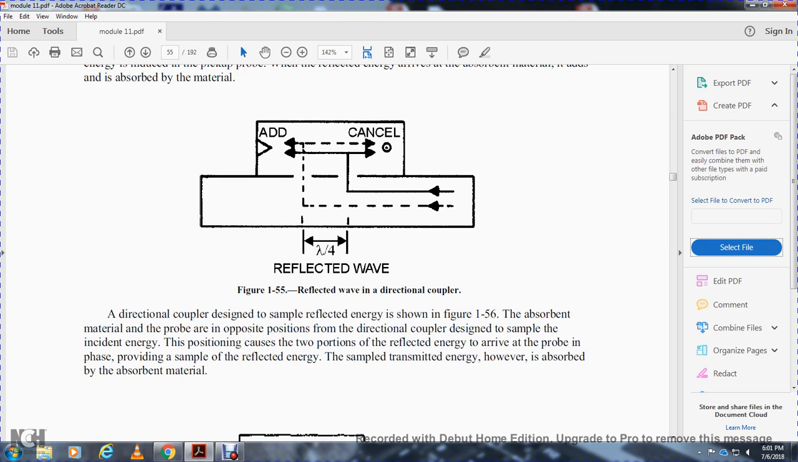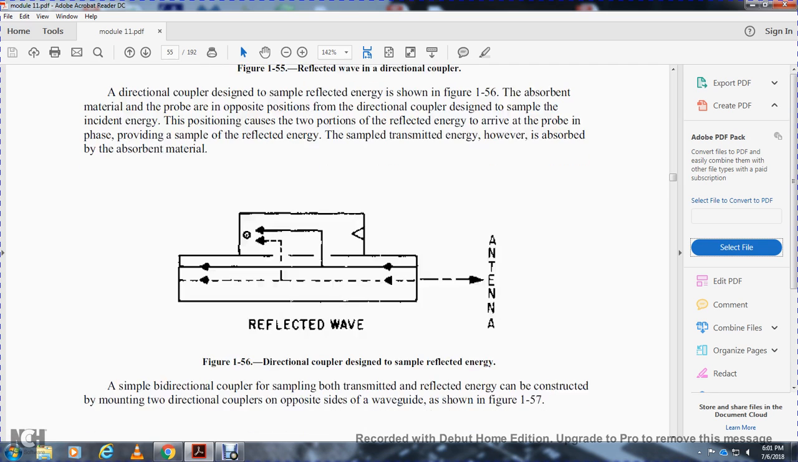They are opposite in position to the directional coupler designed to sample the incident energy. The two portions of the reflected energy arrive at the probe in phase, providing a sample. The reflected energy samples the transmitted energy, however, it is absorbed in the absorbent material. The directional coupler is designed to sample the reflected wave.